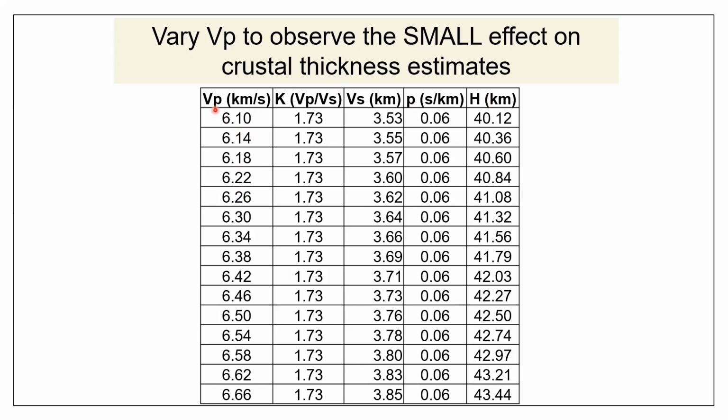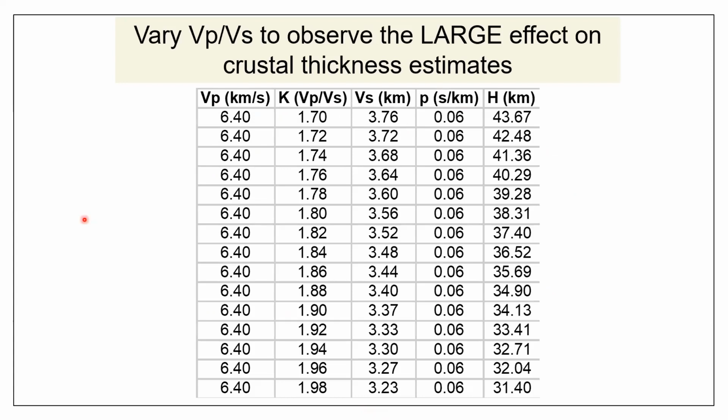You can see in the first column we are varying the VP value by keeping the kappa value constant and also the ray parameter constant. Ray parameter will remain constant, and we are varying the VP value and keeping the kappa constant. From this, we are calculating the Vs value. Kappa is VP by Vs, and VP is there, so we can calculate Vs. So this is the calculated Vs value in this column. You can see there are some variations in the H value from the variation in the VP value.